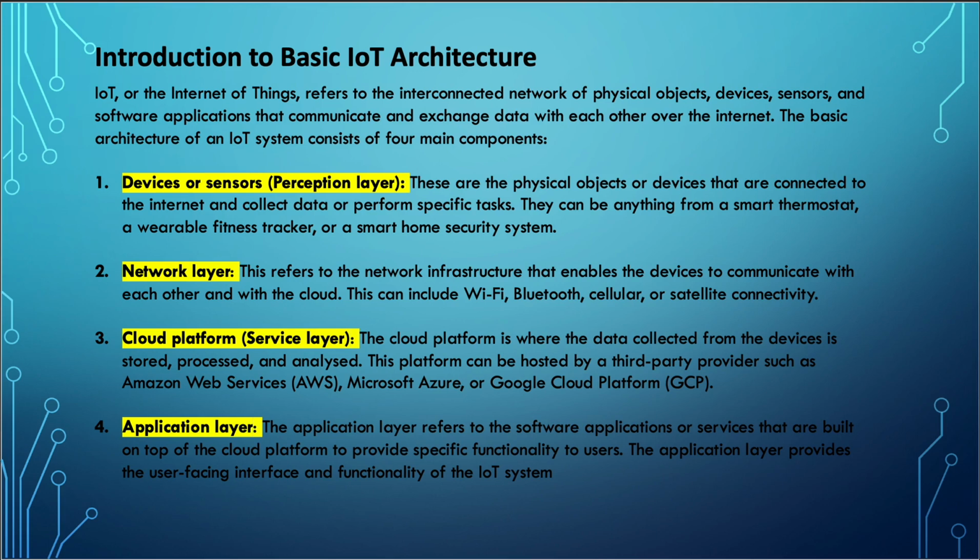Then we talked about the network layer. Of course, in IoT there are 2 main things. One is a physical device, and that physical device should be connected to the network. So of course the second layer would be the network layer. Then the other 2 layers are the cloud platform, or the service layer, and the application layer.